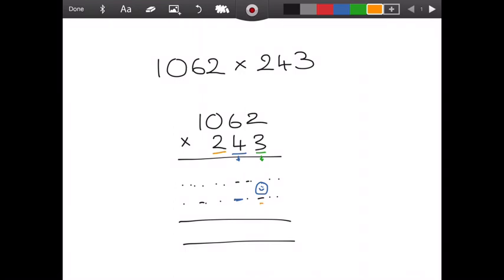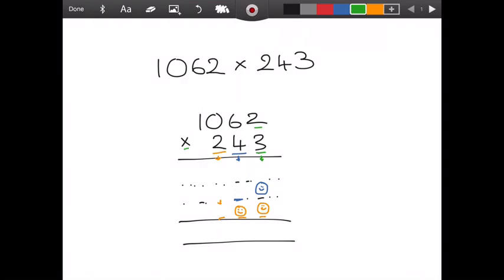If you said that we need 2 placeholder zeros, then you are absolutely right. We need our answer to be coming into the hundreds column, and so we put our placeholder 0 in our ones and tens, ready to start our answer in our hundreds column. Now that we've got our placeholder zeros ready, we can get started.